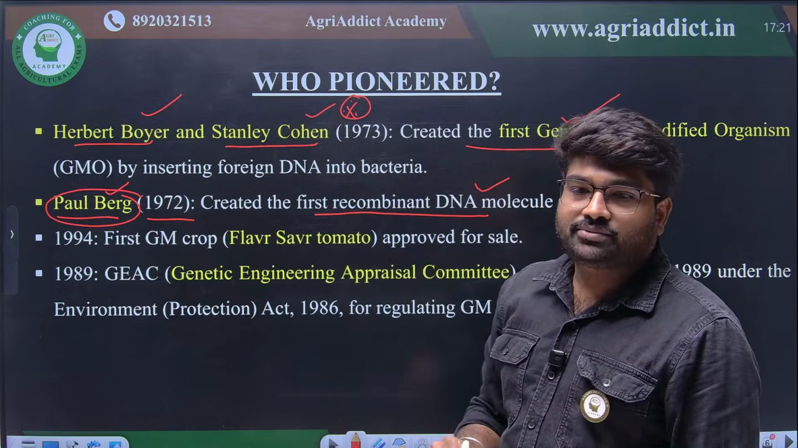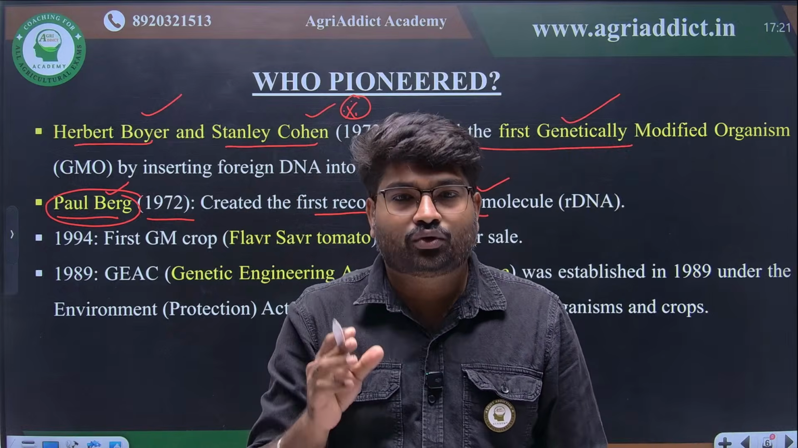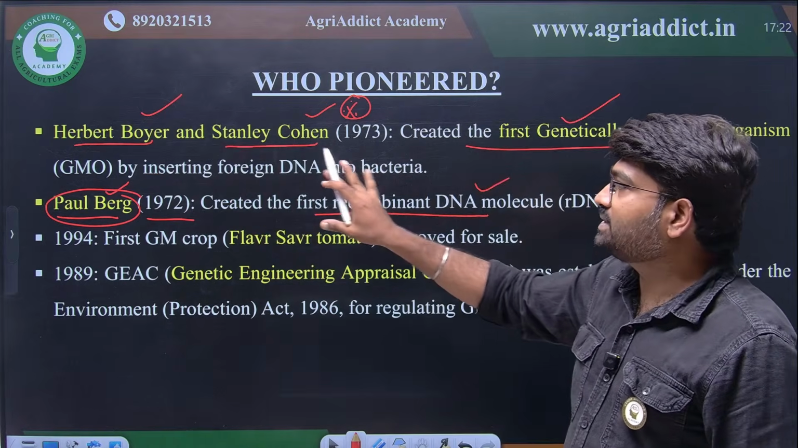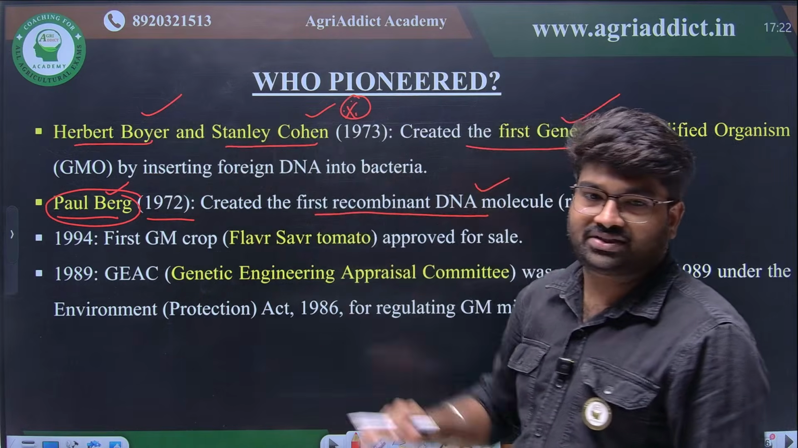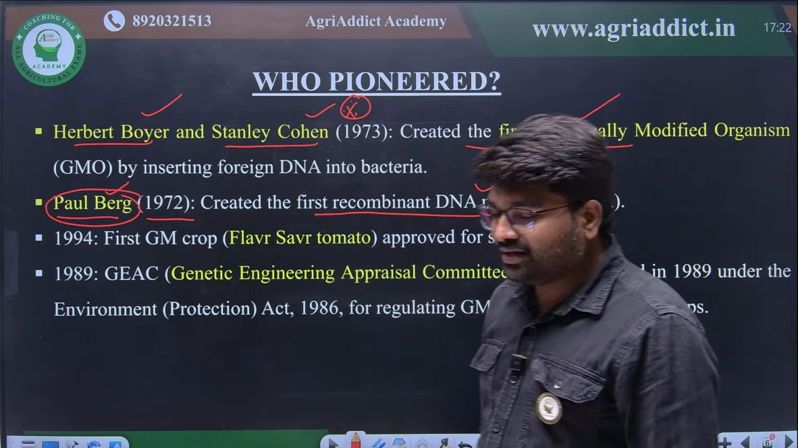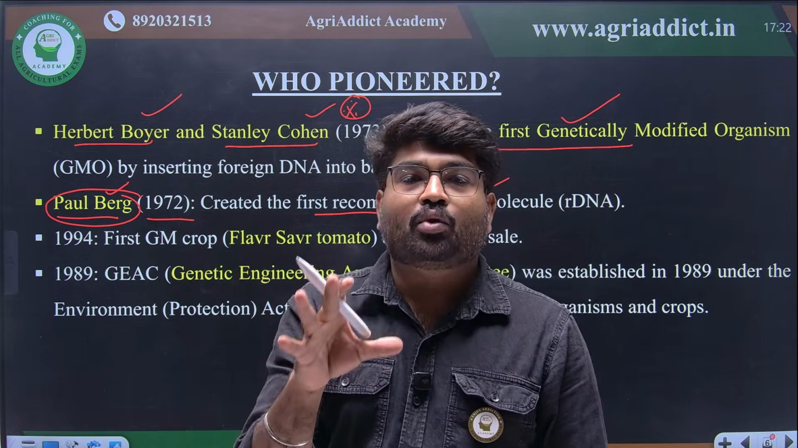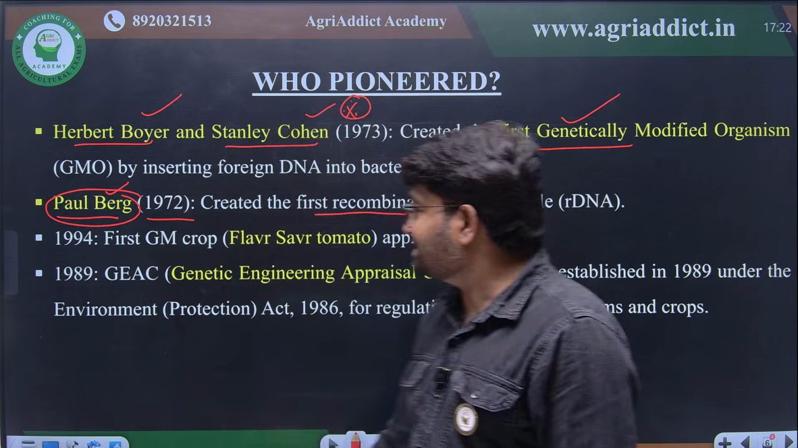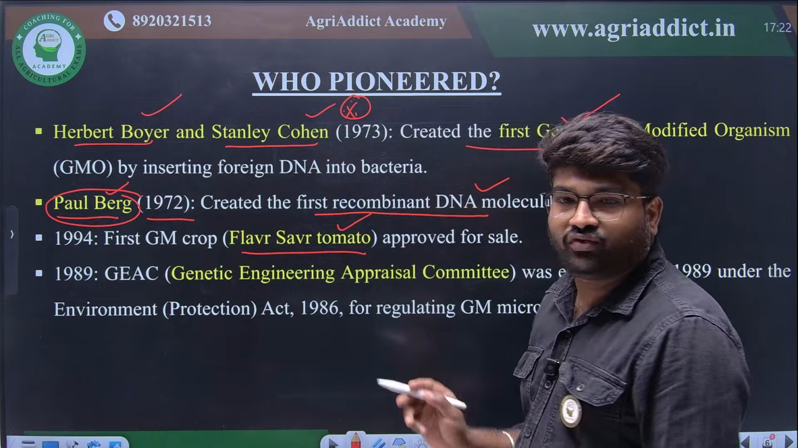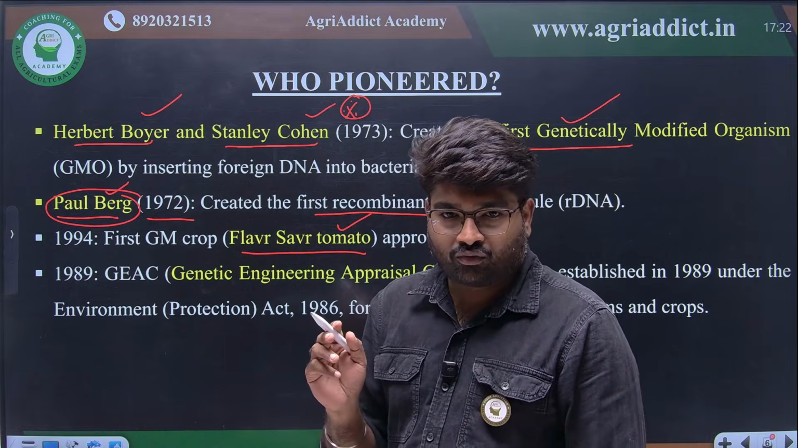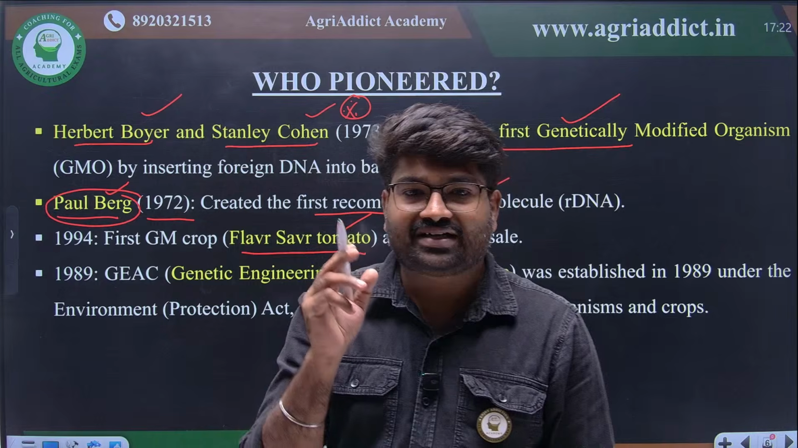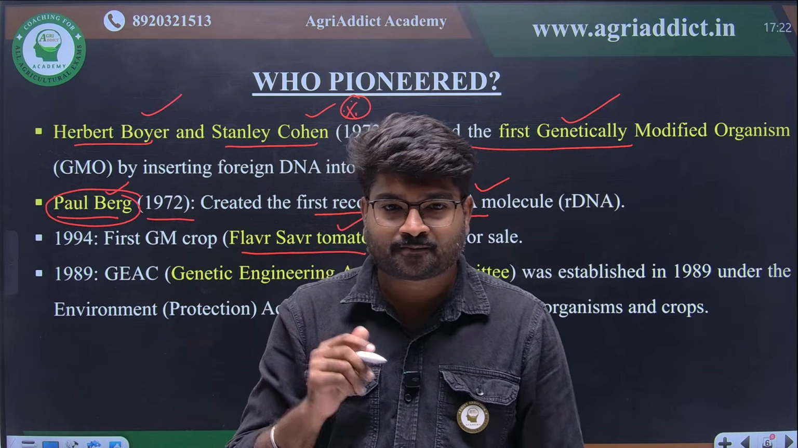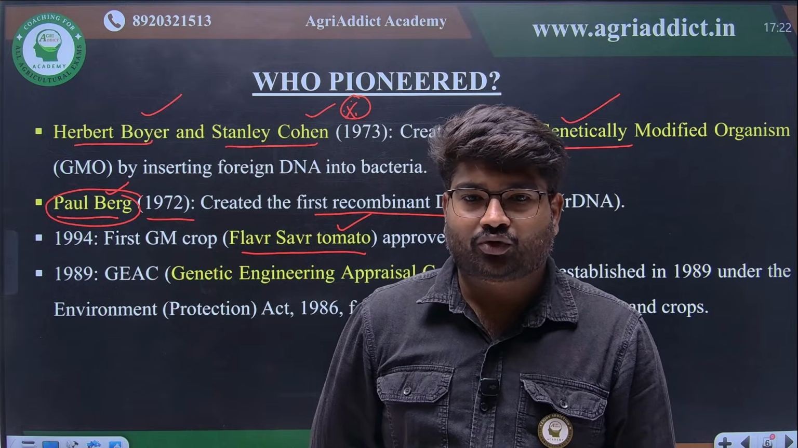This is a very important objective question, and it is one of the repeated questions. Repeatedly they have asked about this. The first GMO organism was developed by Boyer and Cohen. Then the most important thing, the first genetically modified crop approved for commercialization is the Flavr Savr tomato. For what purpose was the Flavr Savr tomato developed? This we have seen in our class. Comment your answers. Flavr Savr tomato, what purpose?